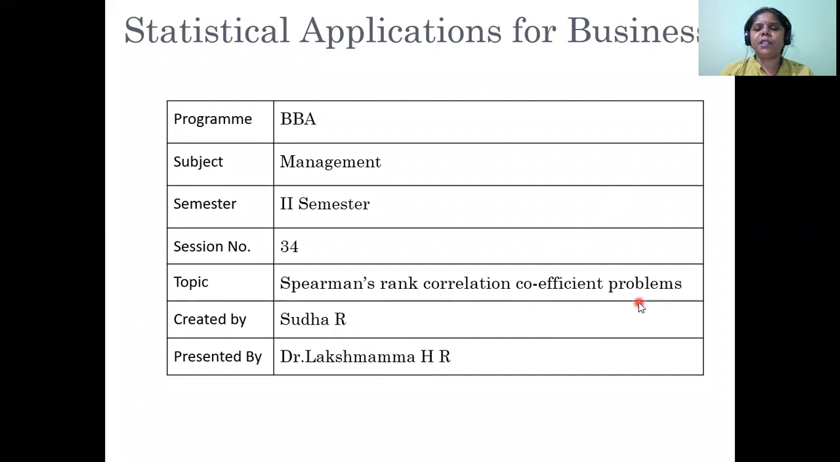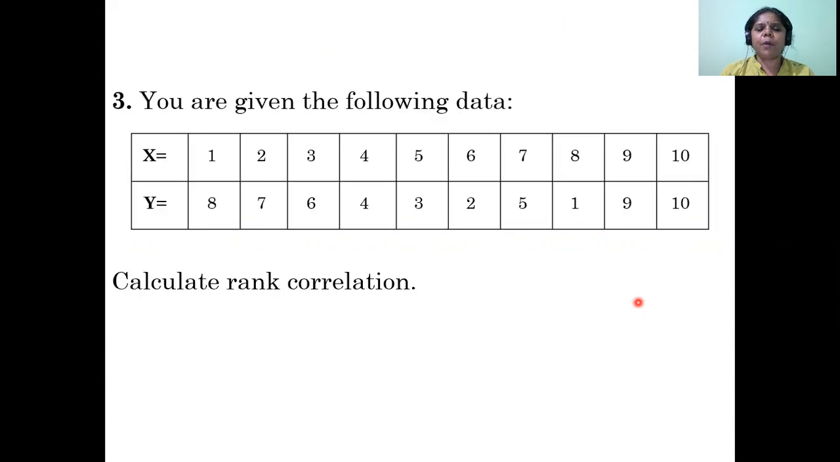Today's session we are going to discuss the problems on Spearman's rank correlation coefficient method. In the previous sessions also we have discussed some problems on the rank correlation method. In Spearman's rank correlation method there are three methods: when ranks are not given, when ranks are given, and when ranks are similar. So let us see the problems.